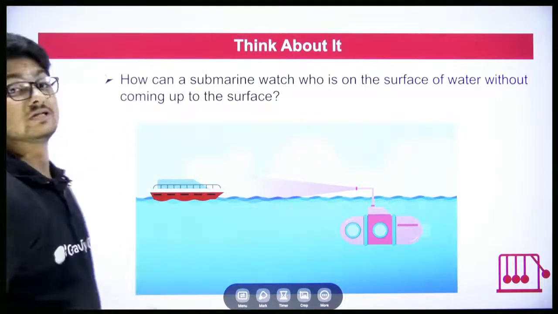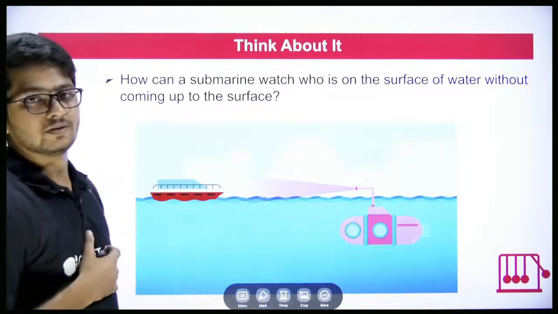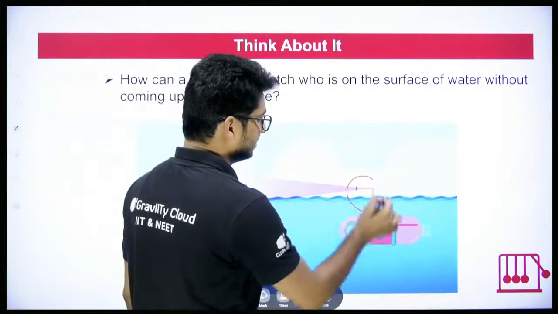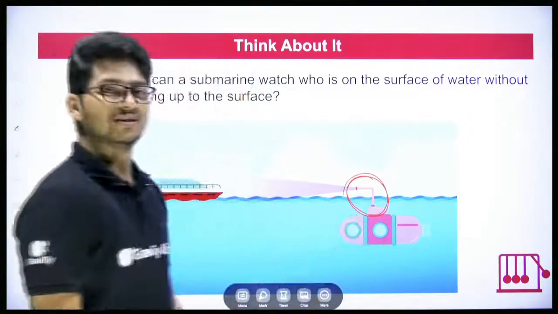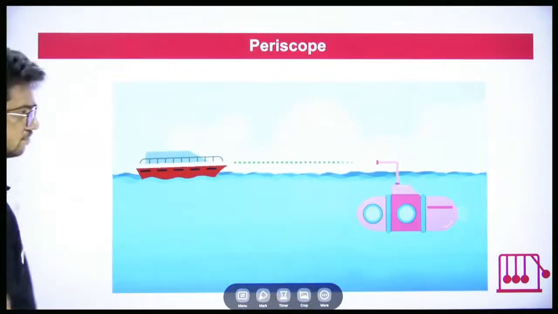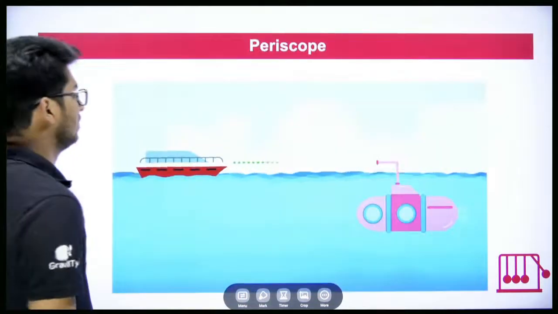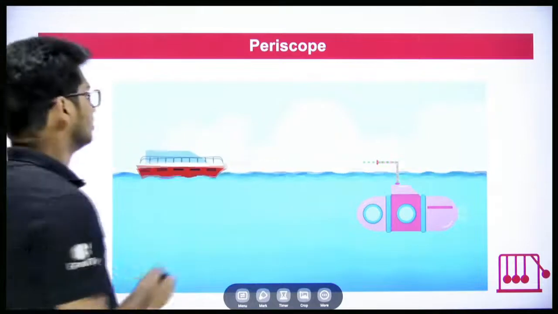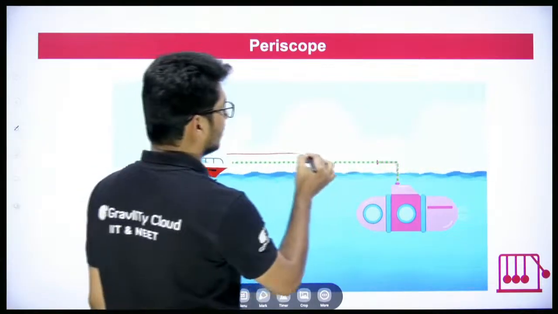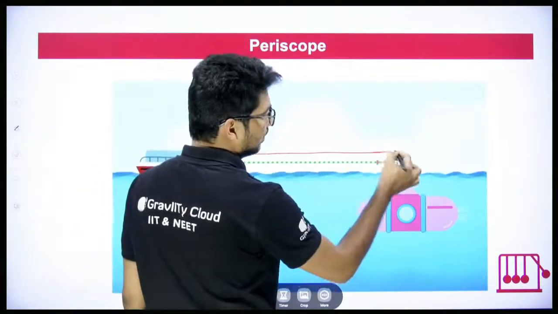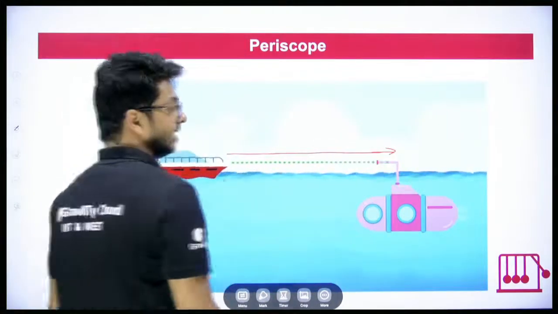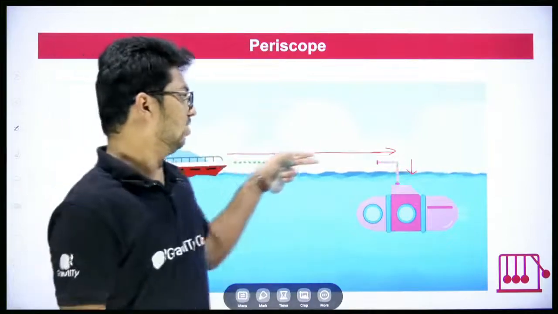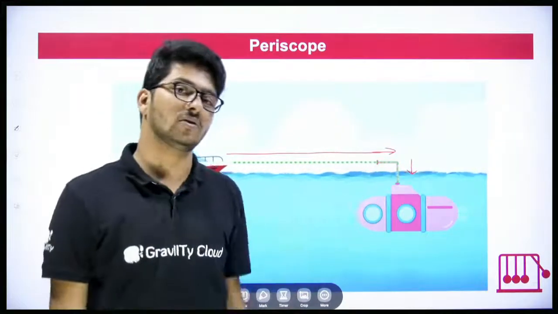So for that we use something called as periscope. So this, you can see this, right? That is the periscope. But how? Look at that. This animation will show it to you. This green color dotted line, you can think of it as light. So light from the ship will enter this pipe-like thing. And see, inside that pipe-like thing, it is going down. It is initially going towards right, then it is going down.